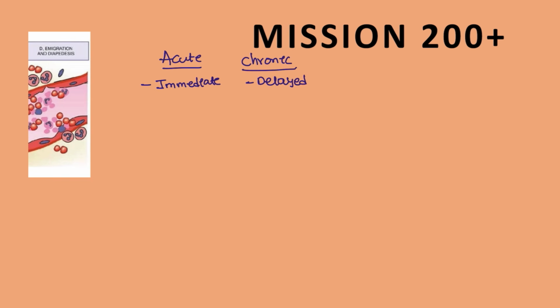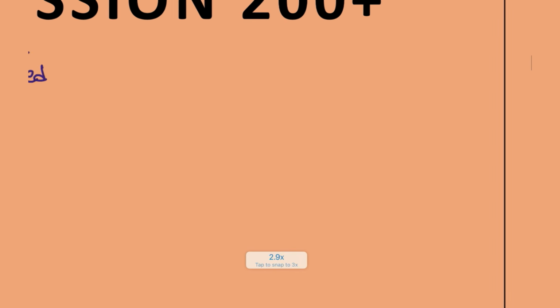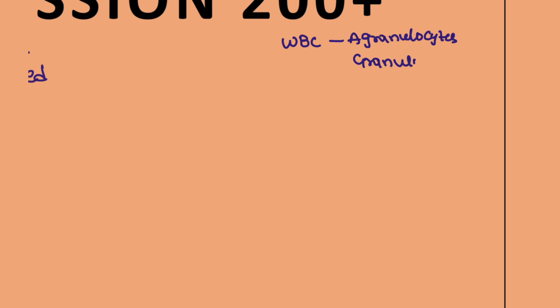And what are the cells that are involved? If you want to know about the cells, you have to know about the WBC. WBC is divided into agranulocytes and granulocytes, right? This classification is not so important, but what are the cells?